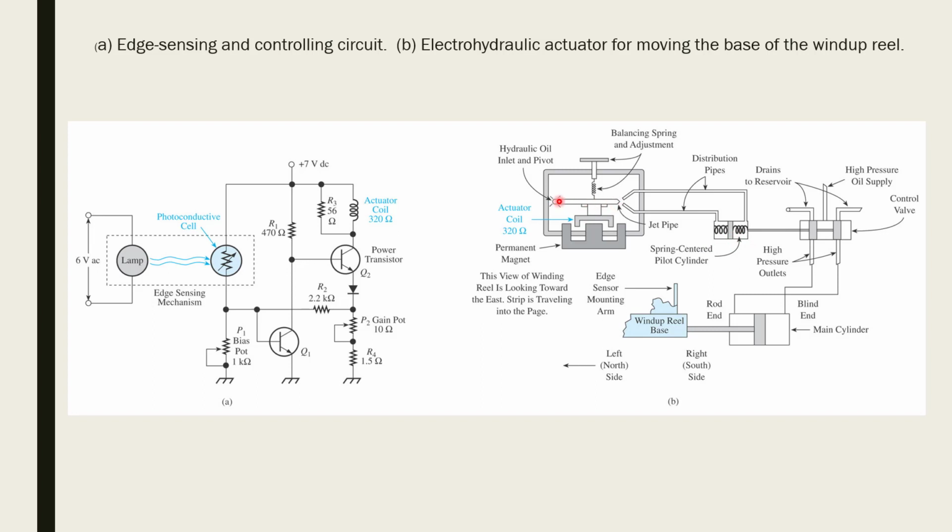Right here's the jet pipe that we saw in the previous example. As I change this coil current, I change the direction and magnitude of this movement, diverting the flow to one side of the cylinder or the other, thereby moving what I'm wanting to move right here.